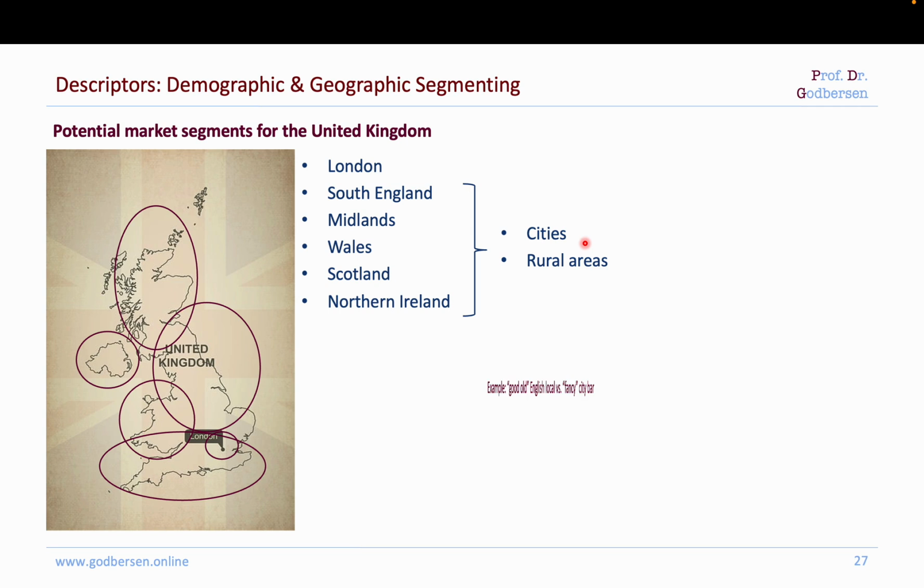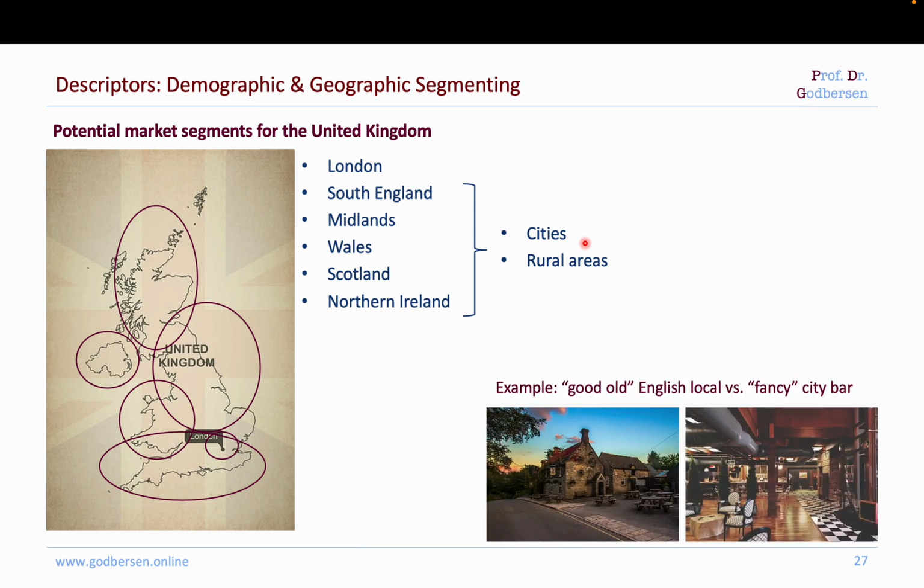Just to give you an example: you have a down-to-earth English countryman. Would he go to a fancy London city pub, a London city bar? I'm not sure. A down-to-earth English countryman would probably prefer the good old English local. While some city boy, in investment banking and so on in London, does he go to a good old English local with pub food and good old ale? I'm not quite sure. So again, the motives might make the difference here, and this should be your starting point for segmenting your market.